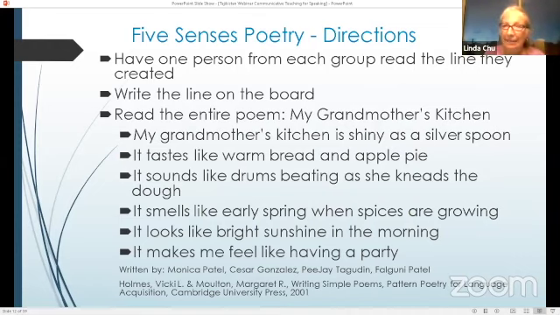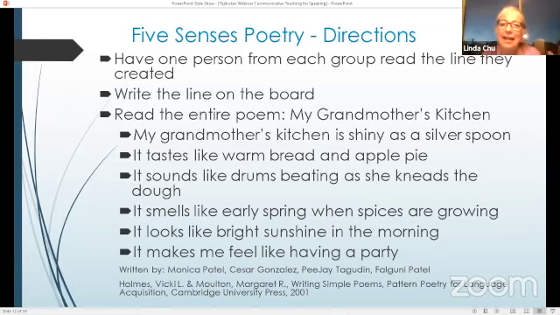So by the end of the 5 groups, you now have your entire poem that has been jointly done, right? My grandmother's kitchen. It's as shiny as a silver spoon. It tastes like warm bread and apple pie. Very descriptive. You start to get your imagination. Maybe you're even getting hungry, right? What does it sound like? The drums beating as she kneads the dough.